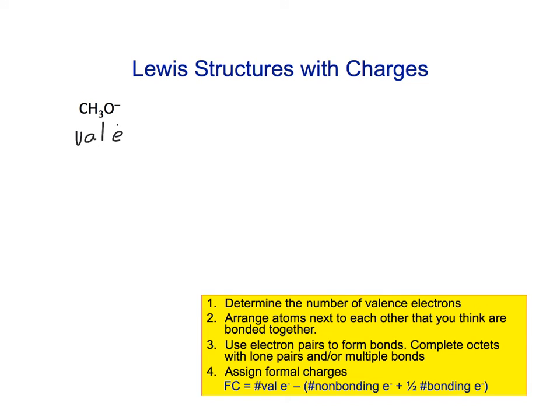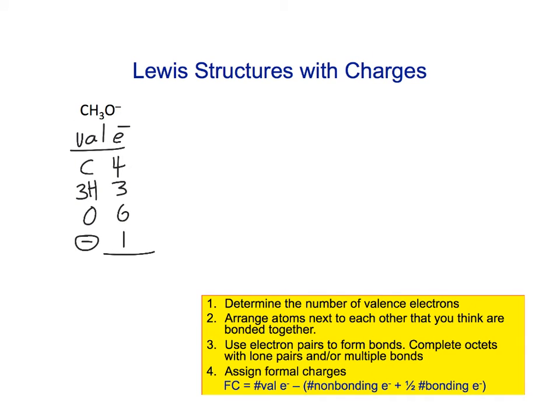So let's count up the valence electrons. There's 1 carbon, has 4. 3 hydrogens, 3. Oxygen has how many? Has 6. And we have that minus charge there. So what do we do about that? Okay, the minus charge means that there's 1 extra electron on this molecule. All right? And so for the minus charge, we have to add 1 extra electron. Okay, so what's the total here? We have 4, 7, 13, 14. We have 14 electrons.